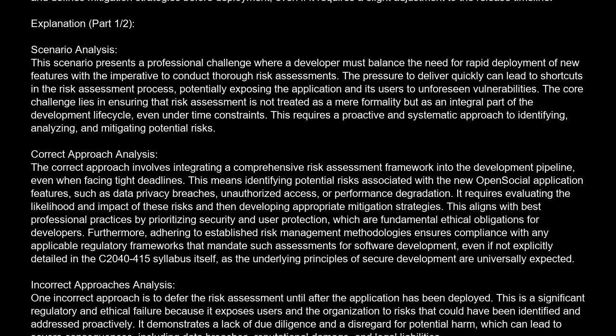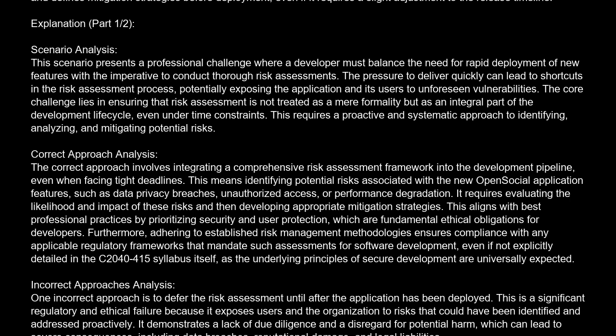Correct approach analysis. The correct approach involves integrating a comprehensive risk assessment framework into the development pipeline, even when facing tight deadlines. This means identifying potential risks associated with the new OpenSocial application features, such as data privacy breaches, unauthorized access, or performance degradation. It requires evaluating the likelihood and impact of these risks, and then developing appropriate mitigation strategies.